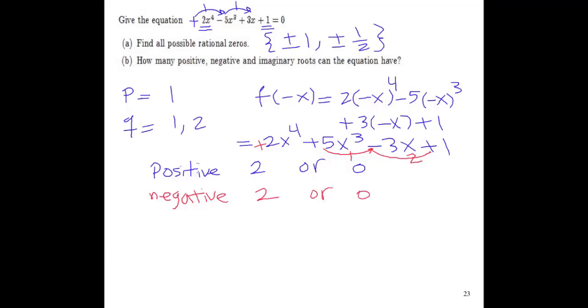And for the imaginary, we have a total of 4 zeros. So when we have 2 positive and 2 negative, then we would have 0 imaginary here. If I have 0 positive and 0 negative, then I would have 4 imaginary here. The other possibilities would be if you have 0 positive and 2 negative, then you would have 2 imaginary. If I have 2 positive and 0 negative, then we have 2 imaginary.